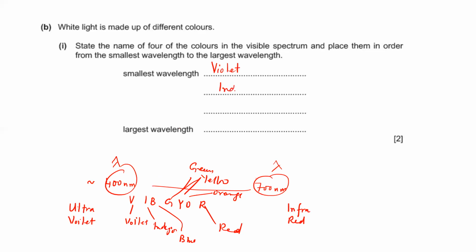Indigo, blue, yellow, orange. So blue, I forgot green, yellow, orange, and red. Okay, so this is my overall spectrum. Just select 4, but make sure you go with this same scheme.